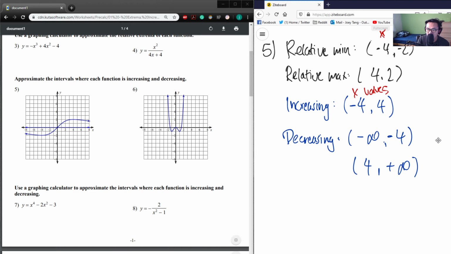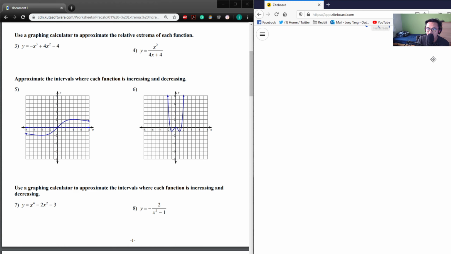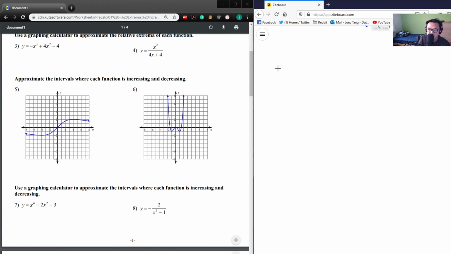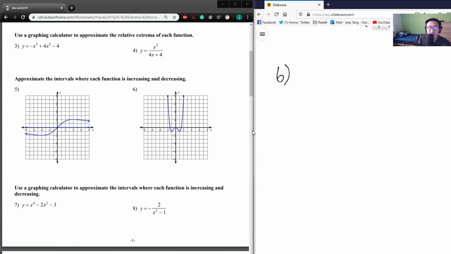So let's do one more. Let's do number 6 here. If you look at this kind of function, it looks like something you would get in a polynomial function. A polynomial function would have a shape like this. Specifically it might be a quartic function, because x to the 4 might have behavior like this.